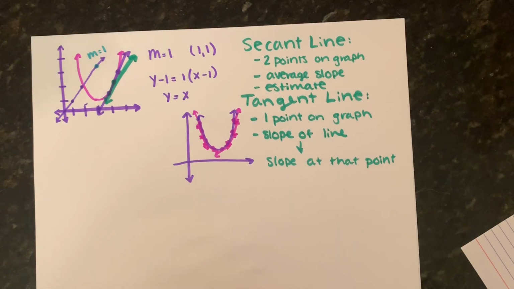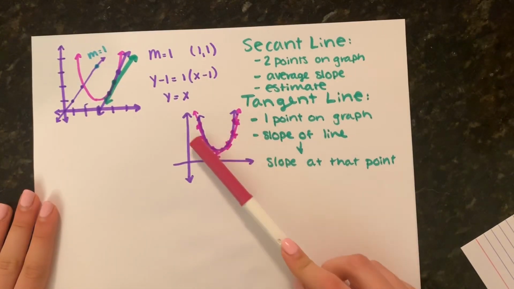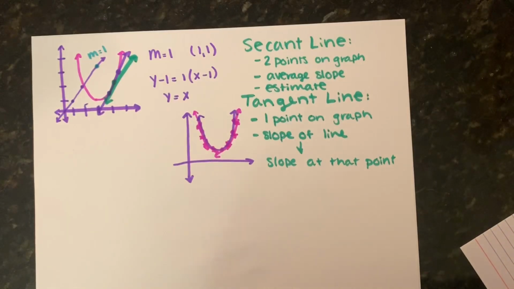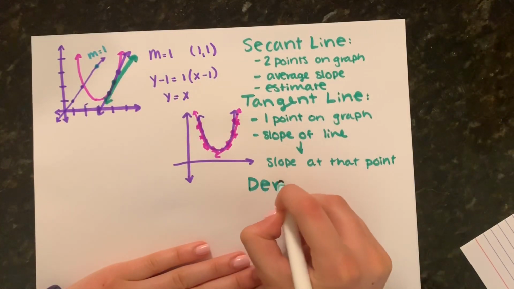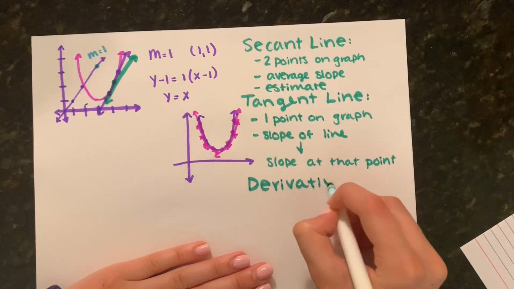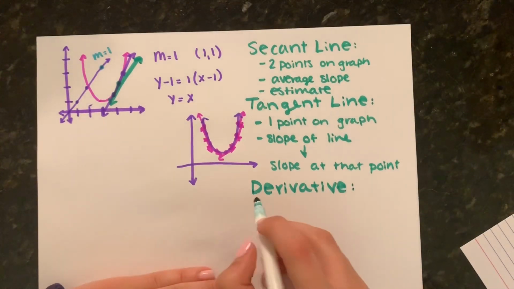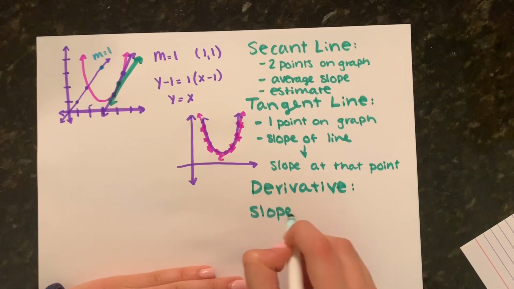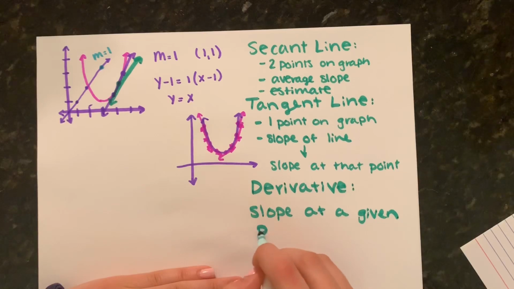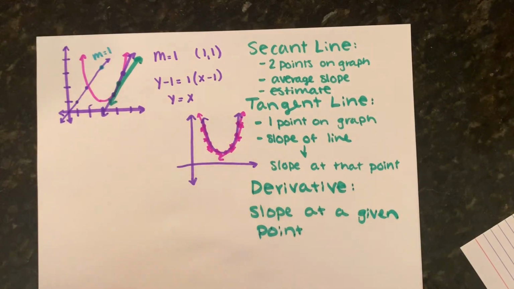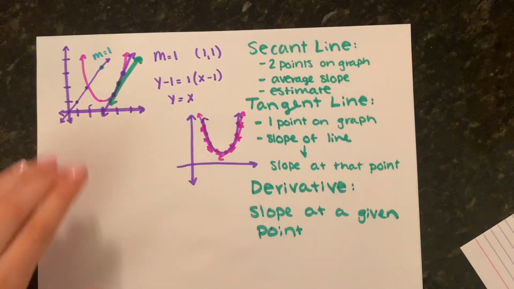If we graphed every single one of those slopes as its own individual point, we would obviously have a graph, and that graph would have an equation, and that equation would be the derivative. So here is the definition of the derivative: it is the slope at a given point. Now, the derivative can be both a number, if it's at a specific x value, or a general equation that you can plug x values into and get a number out telling you the slope at that x value.